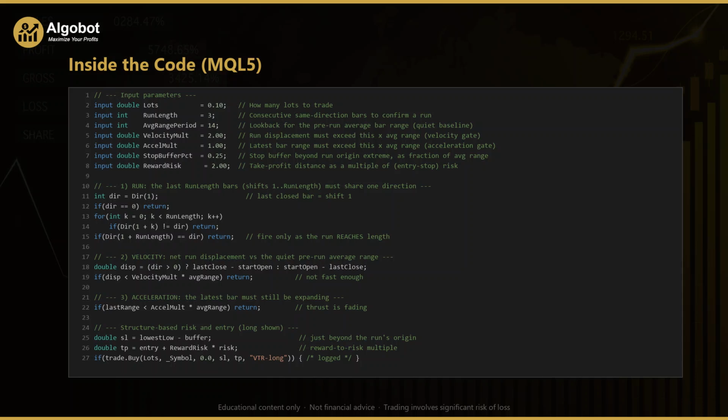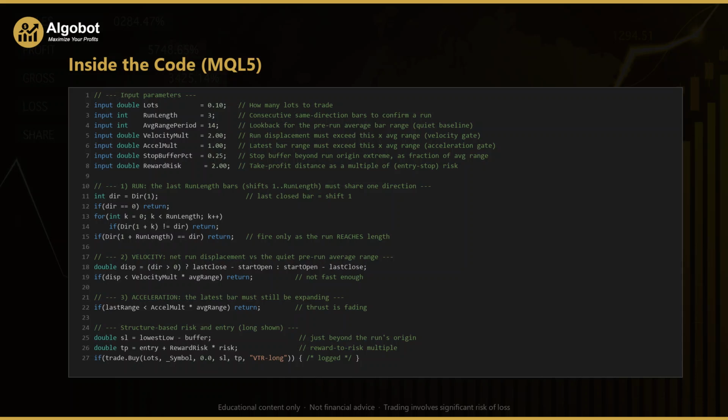The next line is the no-chasing rule. The bar just before the run must be opposite. Otherwise, the run started earlier and the trade is skipped. Then velocity. It computes displacement, the travel from the run's first open to its last close, and requires that to exceed velocity multiple times the average range. Acceleration checks that the latest bar's range beats Excel multiple times that same average.